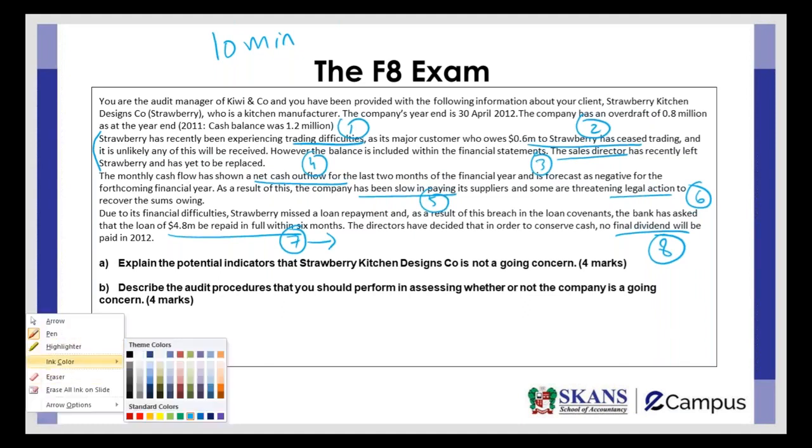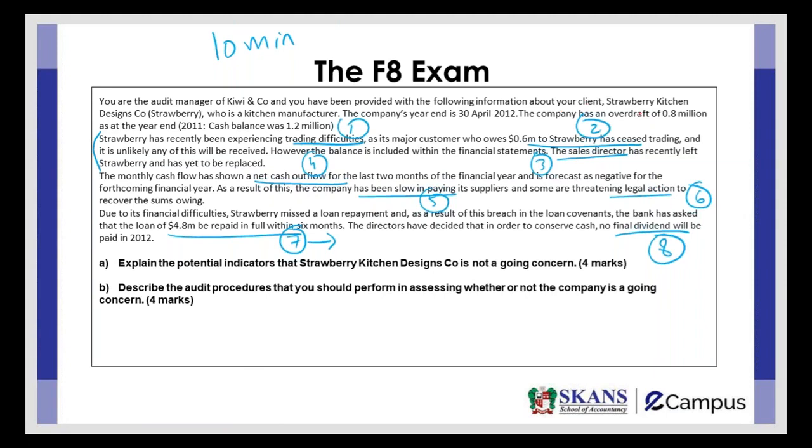If you look at the introduction, guys, please pay attention. They have an overdraft instead of a cash balance. Last year, they had a positive cash balance of 1.2 million. This year, they have an overdraft of 0.8 million. So my first indicator is, where will you get the money from to pay this money? Again, if you have not paid a final dividend, they might sell their shares, plus they might not be willing to put in any further money into this company.